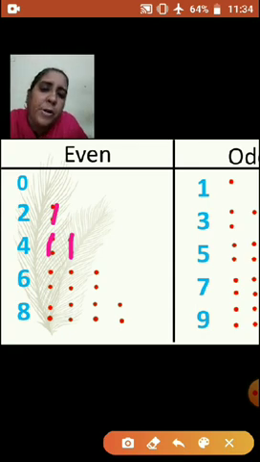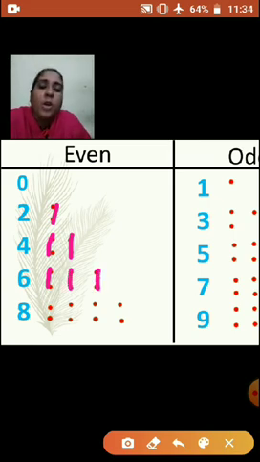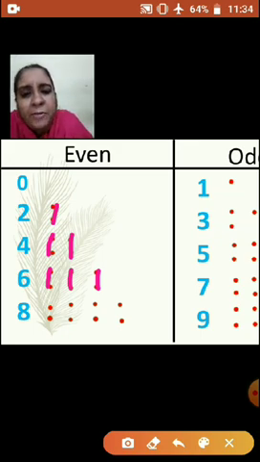Here also I have put 6 dots. Let us make pairs of 2. 1, 2, 1, 2, 1, 2. So here also you can see that nothing is left. All the dots are having pairs. It means they are even numbers.